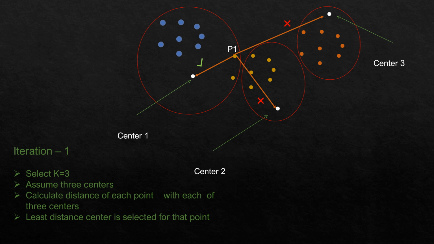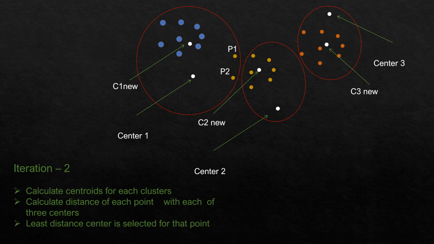Now, let's begin the second iteration. In the first iteration, we assumed 3 random centers, but this time we already have 3 clusters. Therefore, instead of 3 assumed centers, we consider the centroid of each cluster as the center and the rest of the process will be the same. The reason we took random centers is that we had no idea of any clusters. So, just to start with, we did that.